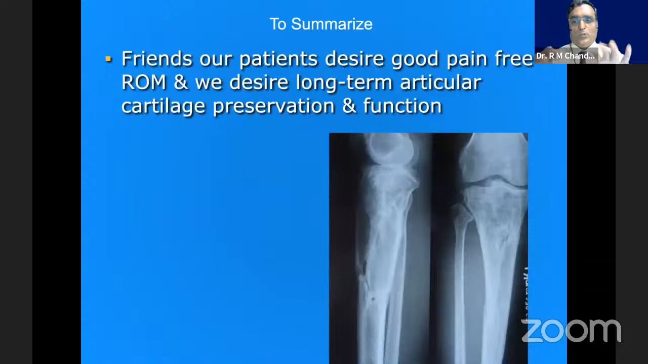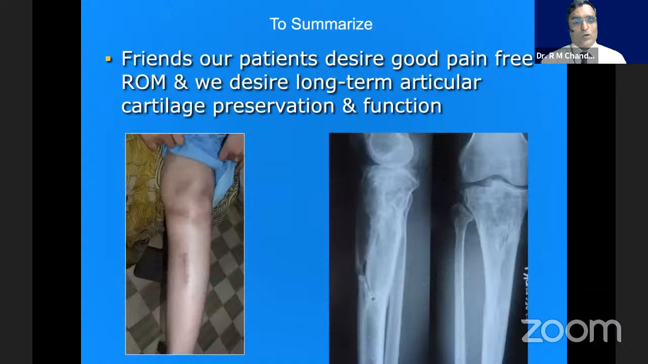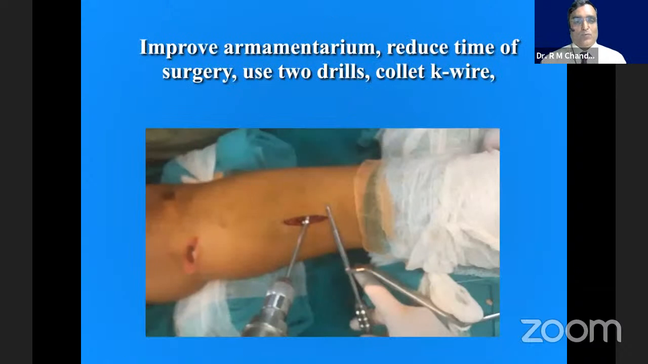Friends, our patients usually desire good range of motion, pain-free, good function, and even after removal of all metal, our bones should be surviving the whole insult of injury as well as the surgical exposure. That is what would make a tibial condyle result really good. And the patients are then happy with a full range of movement.